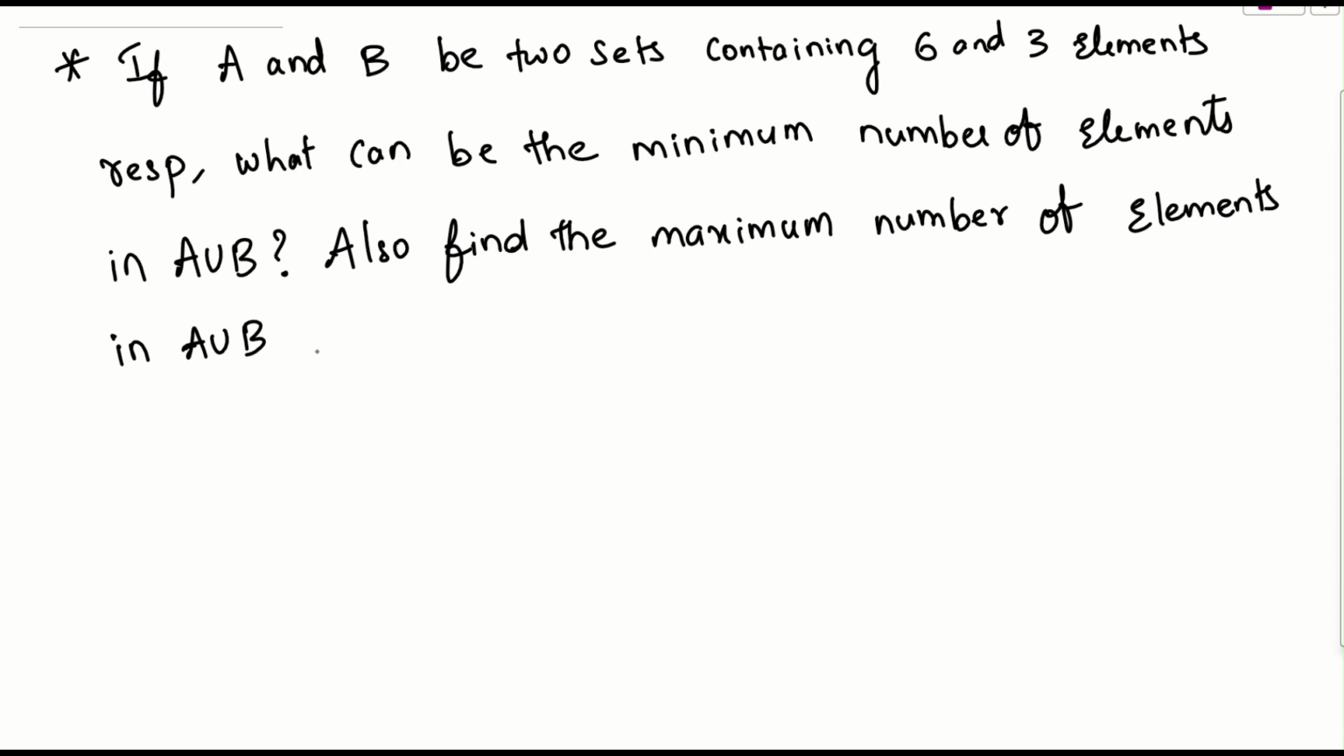Now let us see how to do this problem. It is given that A and B are two sets containing 6 and 3 elements respectively. What can I say from this? I can say that n of A, the number of elements in set A, is 6, and n of B is 3.